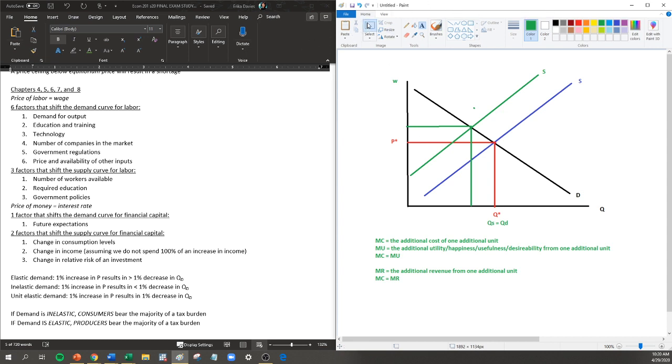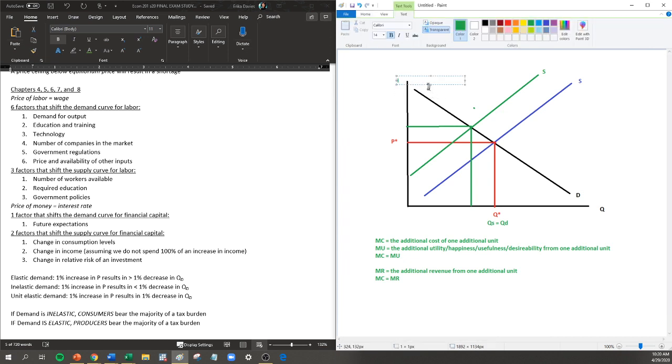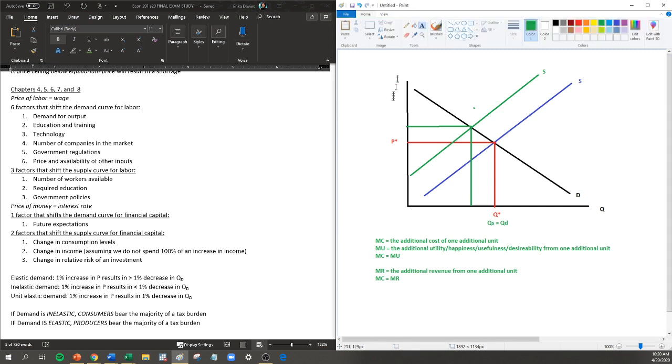And another little hint here, if you see our best friend, the supply and demand diagram, and instead of price on the y-axis, there's a little I for interest rate, that's a hint that we are dealing with the market for financial capital. There's one thing that shifts the demand curve for financial capital, and this is future expectations. If we think there's going to be a run on the banks in 3 weeks, we are going to see the demand for loanable funds shift outward right now. Everyone wants to go and get their money out of the banks.